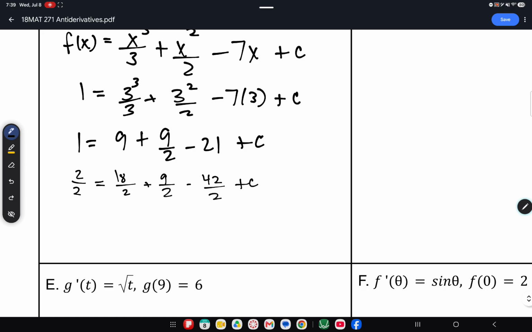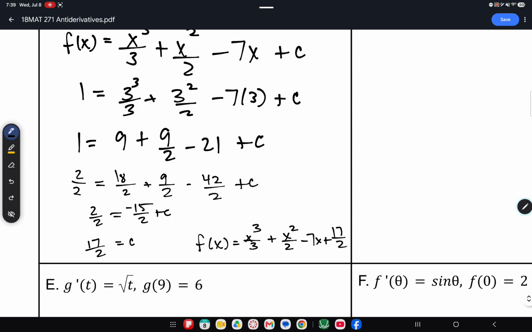And then we'll combine some like terms. So we have 18 plus 9 minus 42. So that gives me a -15 over 2. Add to both sides, so I get 17 over 2 is c. So my original function is x cubed over 3 plus x squared over 2 minus 7x plus 17 over 2. And now you can rewrite those as 1/3 x cubed and then 1/2 x squared. It's the same thing.